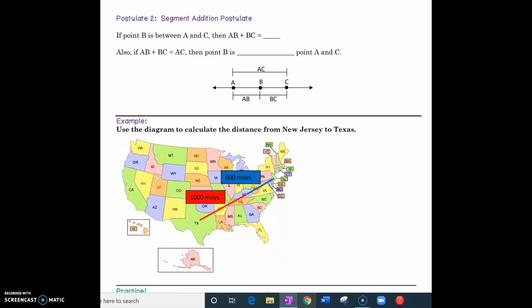Our second postulate is the Segment Addition Postulate. So if point B is between A and C, then we can say the length of AB plus the length of BC is equal to the length of AC. It's equal to this entire length here. So the length of AB plus the length of BC is equal to the length of AC. Also, if AB plus BC is equal to AC, then we can say that point B is between points A and C.